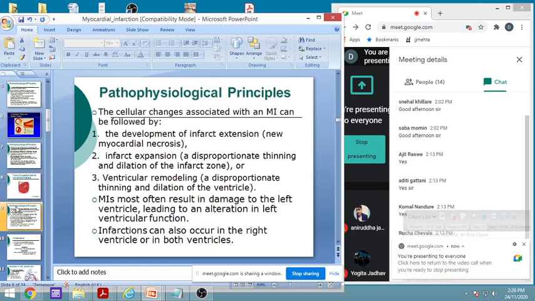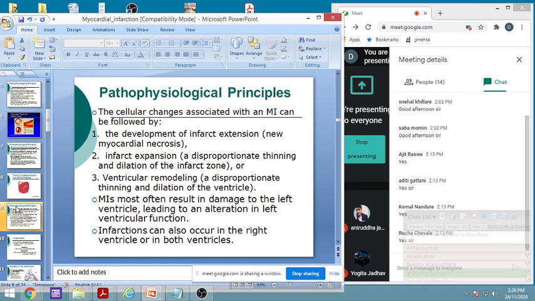Then next thing happens, these are called cellular changes. They are associated with myocardial infarction. So what happens? There is a development of infarct extension, that is, there is a new myocardial necrosis. Whatever area has received less blood supply because of the occlusion is called an infarct. Then there is infarct expansion, that is disproportionate thinning and dilatation of the infarct zone. So this infarct zone will be increasing.